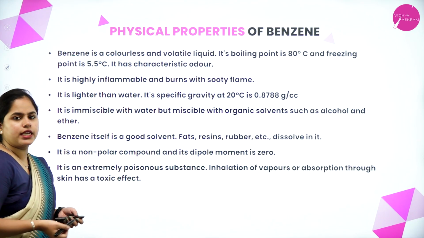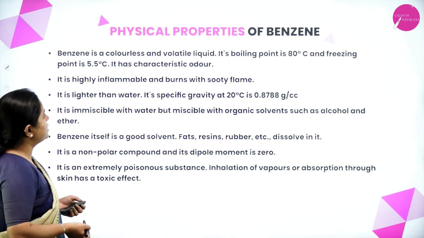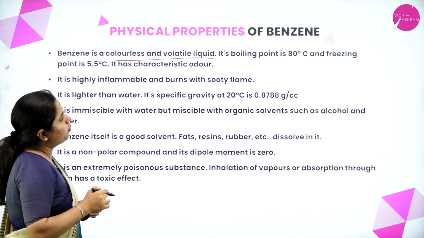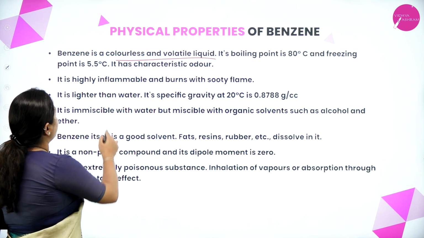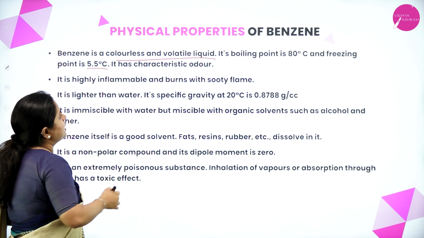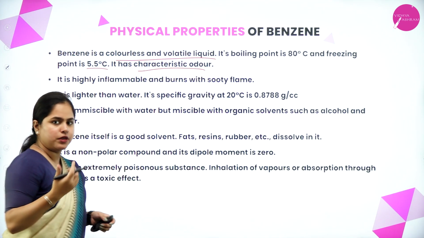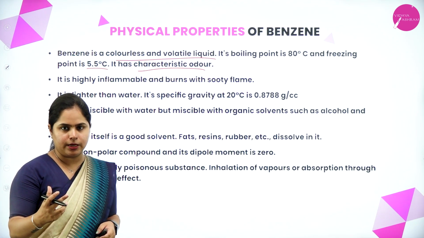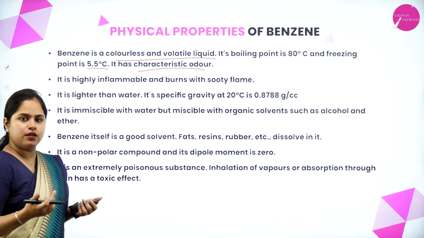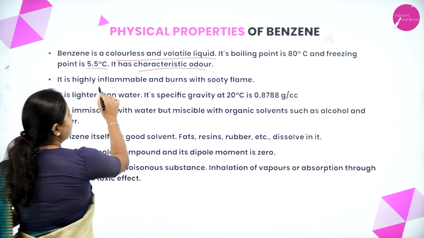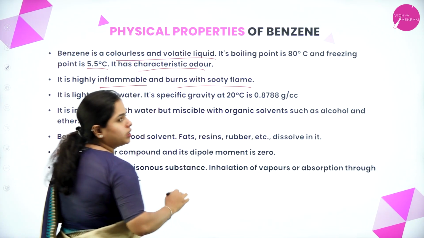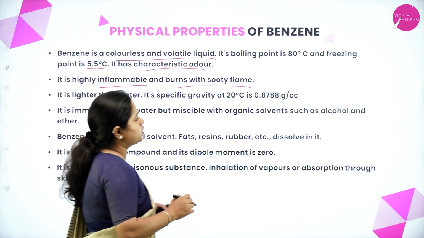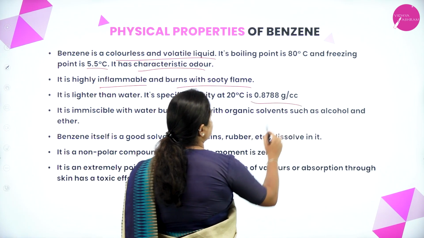Now moving on to the physical properties of benzene. Benzene is a colorless and volatile liquid. Its boiling point is 80 degrees Celsius and freezing point is 5.5 degrees Celsius. It has a characteristic odor, a special smell by which we can identify it as benzene. It is highly inflammable and burns with a sooty flame. It is lighter than water and its specific gravity at 20 degrees Celsius is 0.8788.